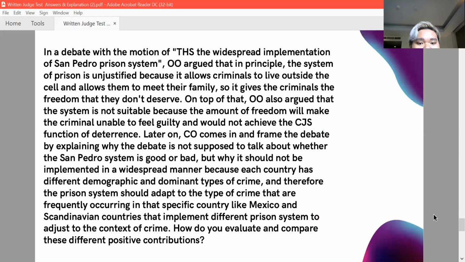Later on, CO comes in and frames the debate by explaining that the debate is not supposed to be about whether the San Pedro system is good or bad, but why it should not be implemented in a widespread manner. Each country has a different demographic and dominant type of crime, so the prison system should adapt to the crimes frequently occurring there, like Mexico and Scandinavian countries, which implement different prison systems to fit the context of crime. How do you evaluate and compare these different positive contributions?